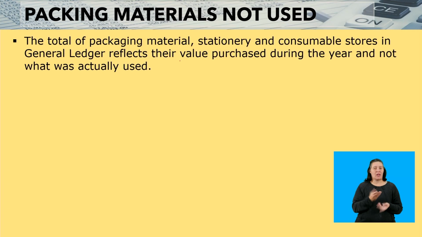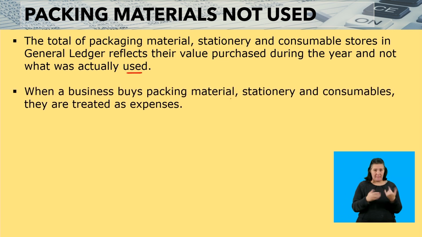Now we're going to look into packing materials not used, packing materials that would not have been used at the end of the financial period. The total of packing material, stationery and consumable stores in the general ledger reflects their value purchased during the year and not what was actually used. It is very important to note that the packing materials, the stationery and the consumable stores that we see in the ledger is what was purchased.